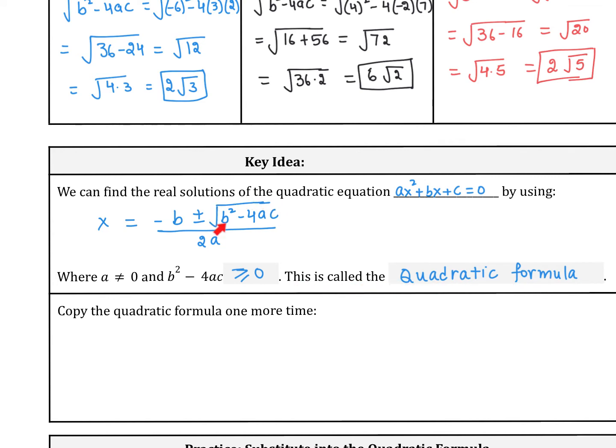We used this formula already on the examples up here and solved. We are going to copy the quadratic formula one more time so that we know that this is the formula we are going to use in order to solve the quadratic equation. And this formula is called the quadratic formula.